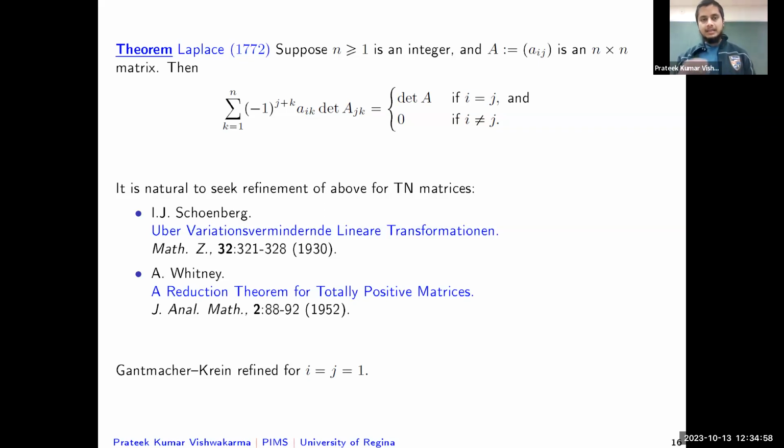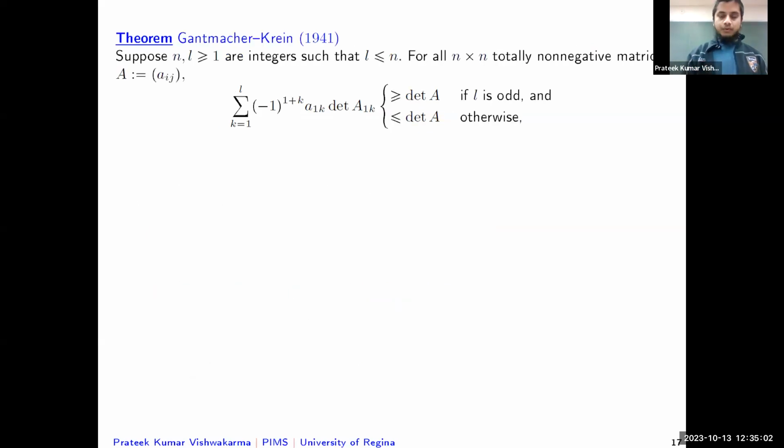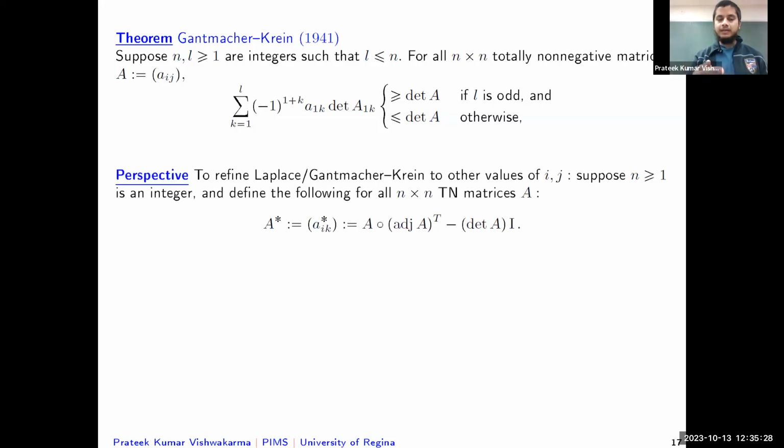Gantmacher and Krein took the first step in this refinement, in which they proved that if you take the partial Laplace expansion along the first row of any totally non-negative matrix A, then depending on the length of that partial expansion, you will get an inequality which is either greater than the determinant of A or less than the determinant of A. To see how we can further refine this classical inequality, we observed that it is not really about the comparison of the partial sum on the left side with the determinant. Rather, it is about figuring out where this determinant term fits in with the rest of the expansion.